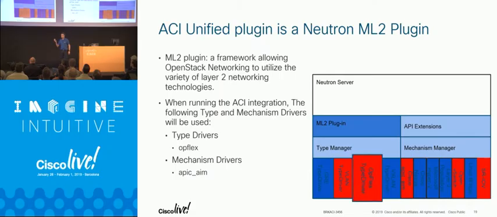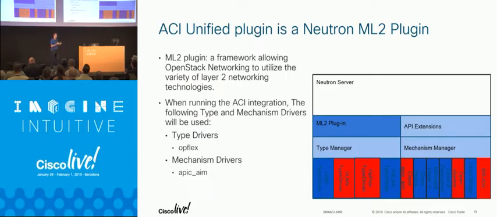So as I said, the ACI Unified plugin is just an ML2 plugin. Why do we call it unified? That's a historical thing. For those of you who have been working with the plugin for a while, some time ago we used to have two different plugins. One was called the ML2 plugin, one was called the GBP plugin. I'll explain that in detail in a few slides. Now we only have one single plugin, called the Unified plugin. So we made it simpler, but under the hood, it's an ML2 plugin.